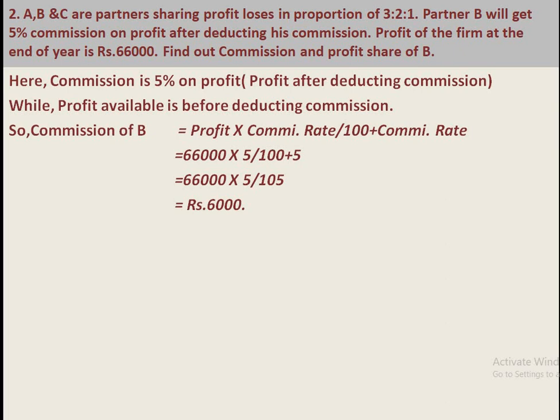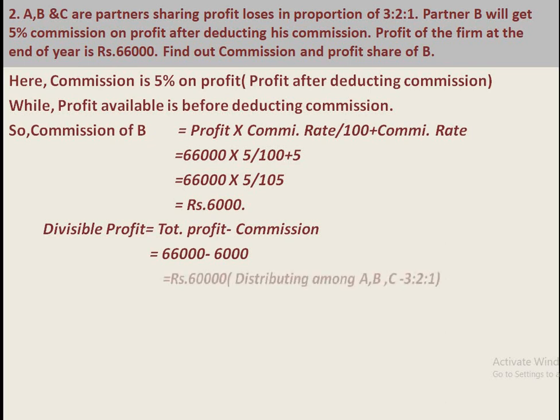Here you are asked to find two things: commission and also profit share of B. As we discussed in the previous sum, partners get their profit share. How? Distributing divisible profit among them. So 6,000 is the commission amount. Now, if you want to find exactly profit share of B, very first you should find divisible profit. Divisible profit means the total profit 66,000 minus commission 6,000. 66,000 was profit before commission. Out of it 6,000 is payable to B as commission.